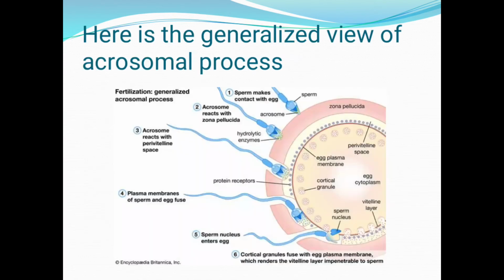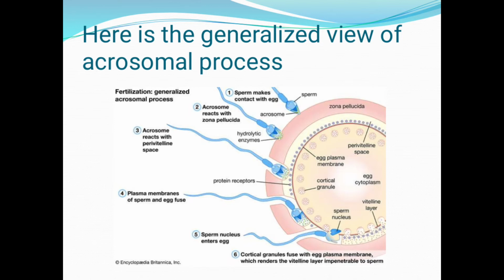Take a look at the picture. The sperm makes contact with the egg. The first event is capacitation. As you know, at the head of the sperm, different types of protein are present. The sperm has to get rid of these proteins. So the cleaning of the sperm head is called capacitation. Capacitation increases the motility of the sperm.